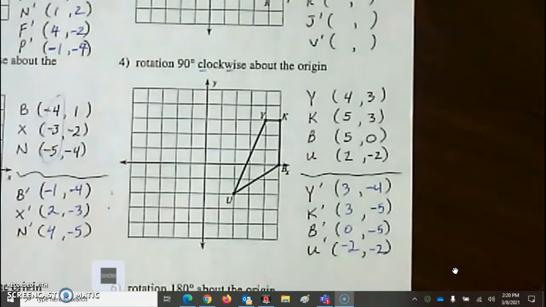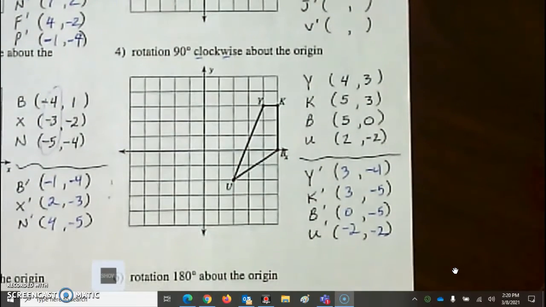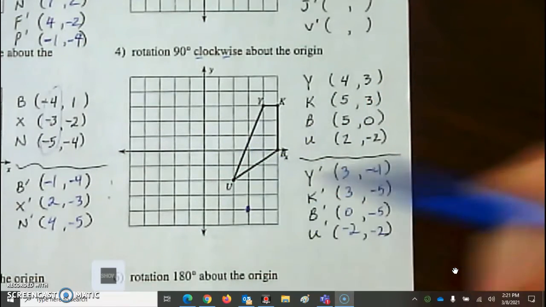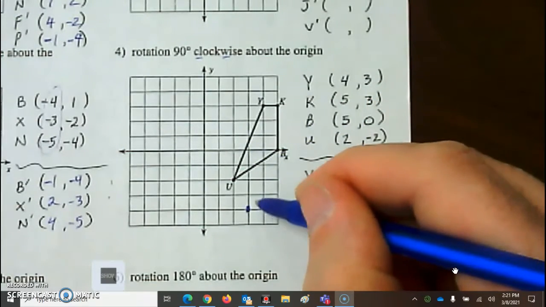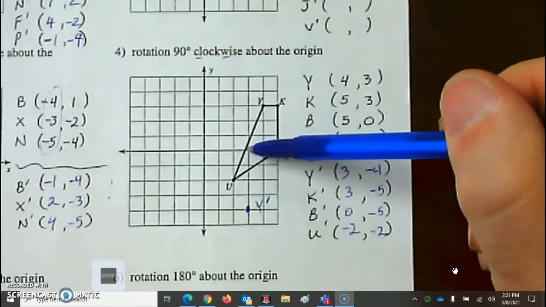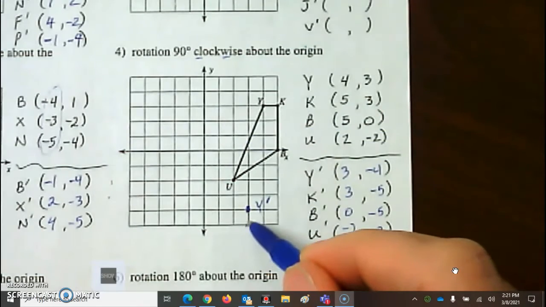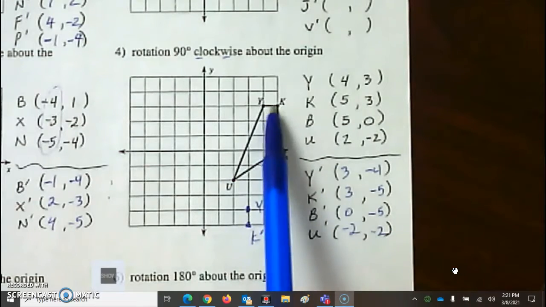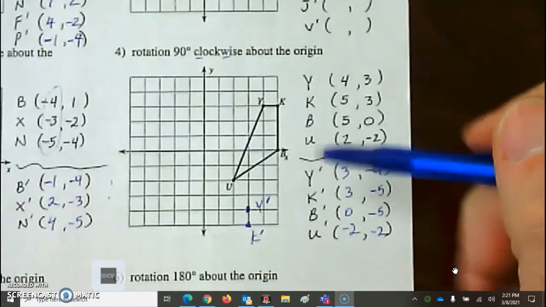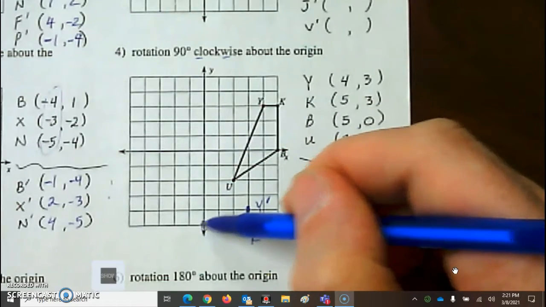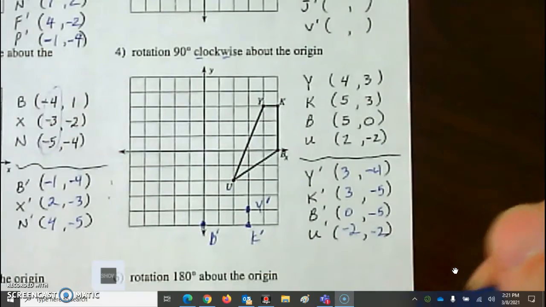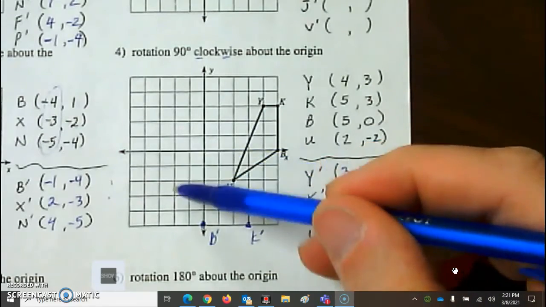And I graph. 3, -4, 3 for x, negative 4 for y. That is point y prime. Make sure you label your answers. K prime, 3, negative 5, 1, 2, 3, negative 5. That's down here. Can you see that's that little piece up there? Right here. B prime, 0, negative 5 is at the bottom here. That's this one. And U prime, negative 2, negative 2.